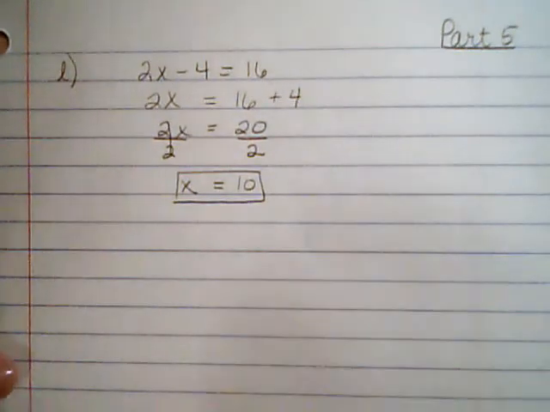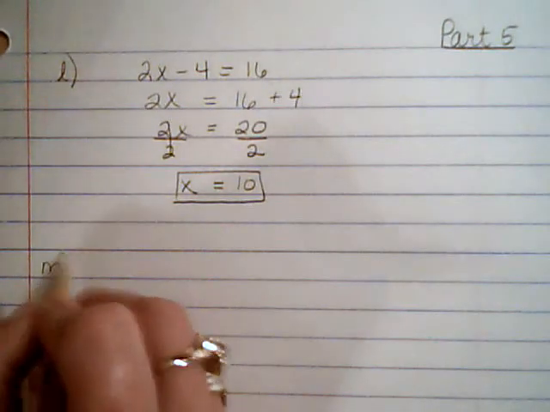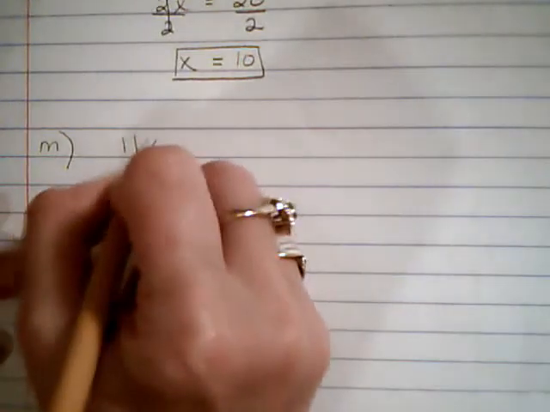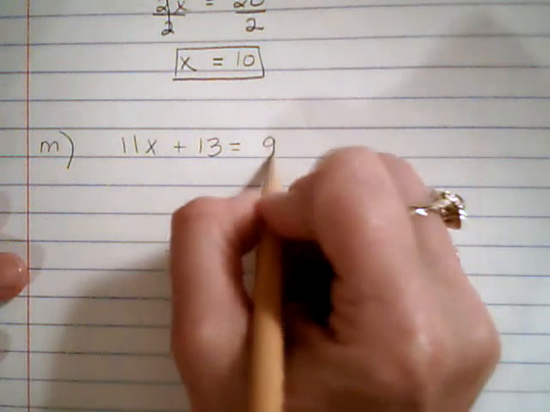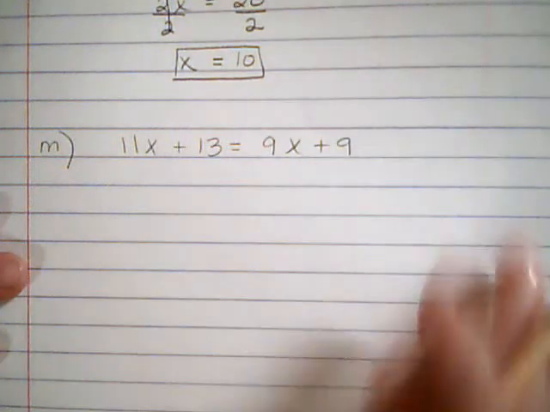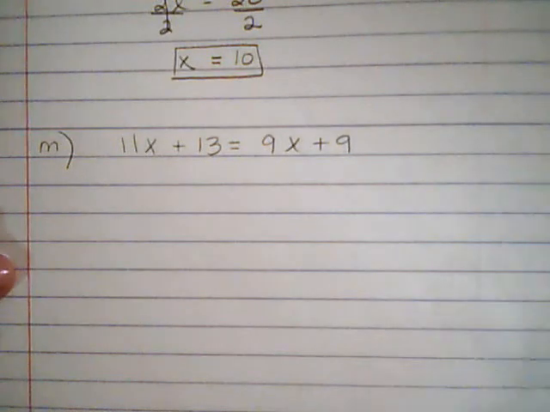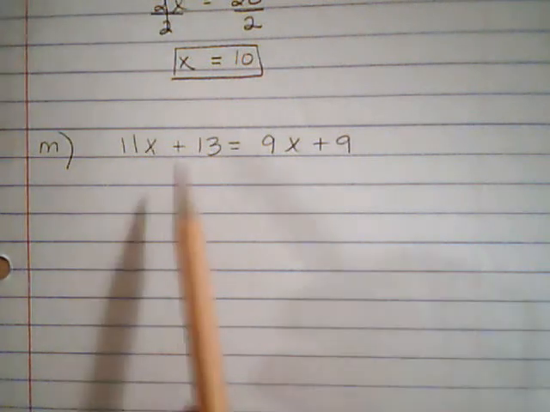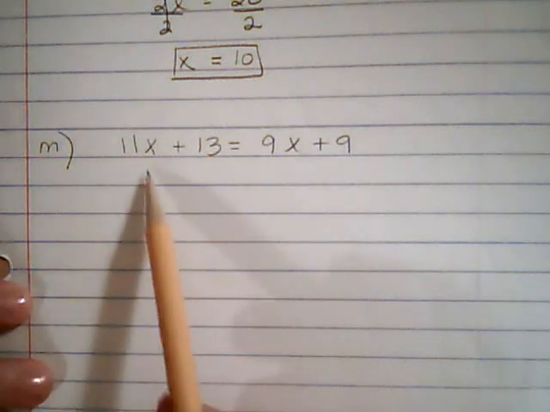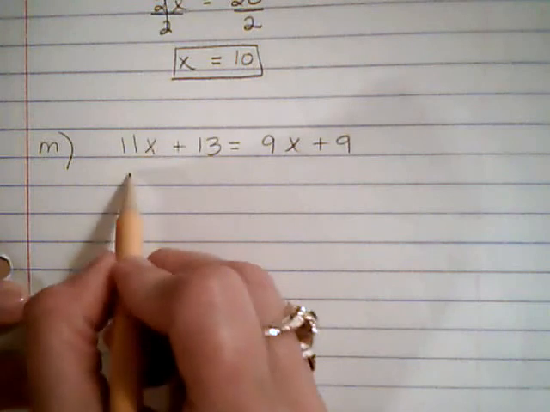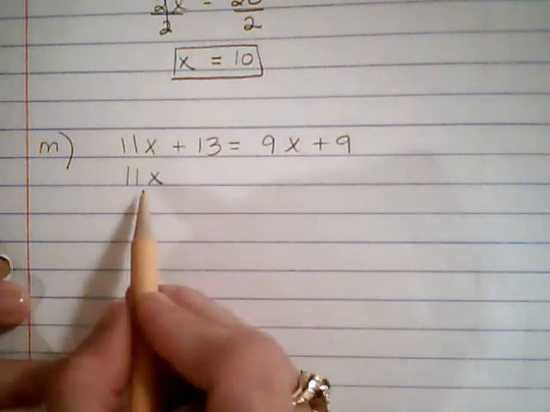Okay, let's look at M. We have 11x plus 13 equals 9x plus 9. Okay, this looks just like how F was set up on the above problems. We want to get all the variables on one side. So if I move them to the left, I have 11x. It's going to stay positive.